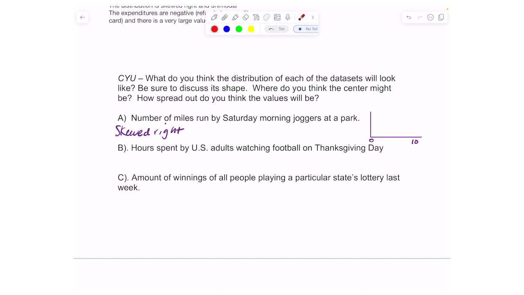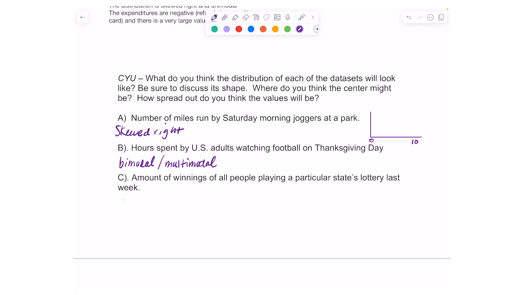Letter B, hours spent by U.S. adults watching football on Thanksgiving Day. So for this one, I would say it would be bimodal or even multimodal, when you're dealing with more than two modes. The reason I say that is because you probably have two groups of people that will want to watch the football game versus people that don't. Or people that watch one game versus maybe there's people that watch more than one football game. So anytime you've got those two populations or more than two populations, people that watch one game, people that watch more than one, people that don't watch any game, you're going to end up with a bunch of different modes.